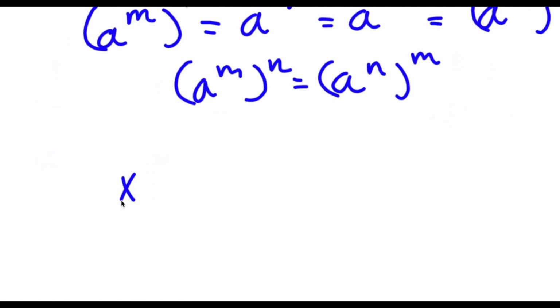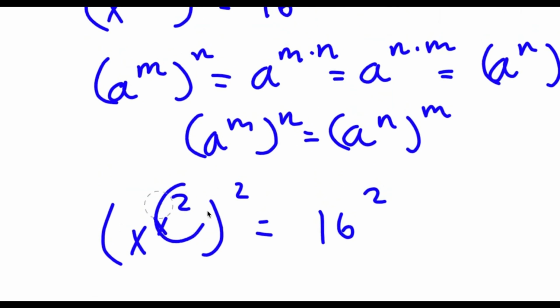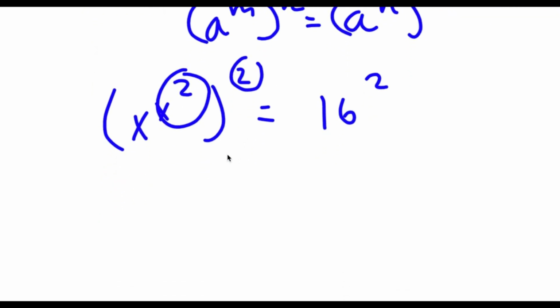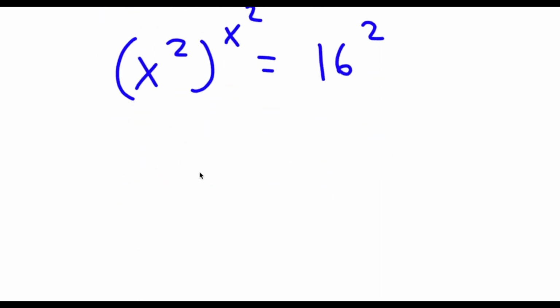So right here we have x to the power of x squared to the power of 2 is equal to 16 to the power of 2. We can think of x to the power of 2 as m and 2 as n. So this is the same thing as a to the power of n to the power of m, meaning if we change these two places, it's going to equal x to the power of 2 to the power of x to the power of 2, which is equal to 16 to the power of 2.